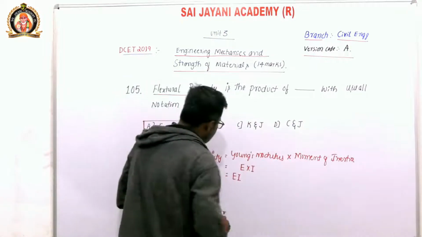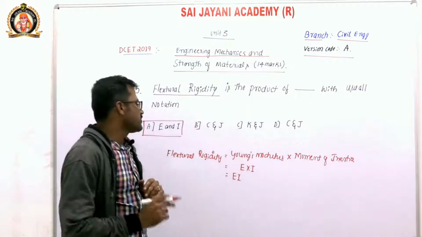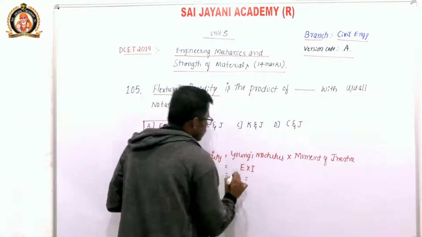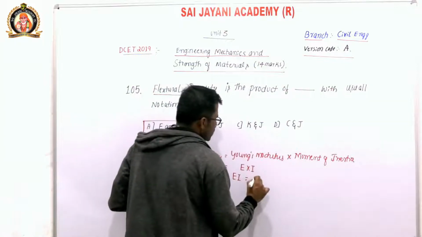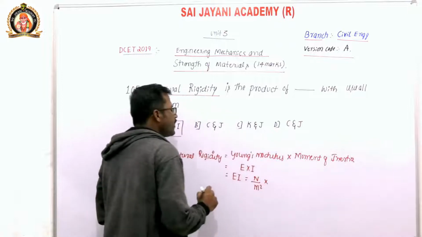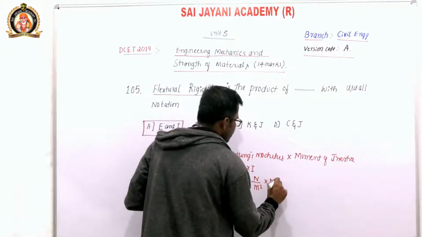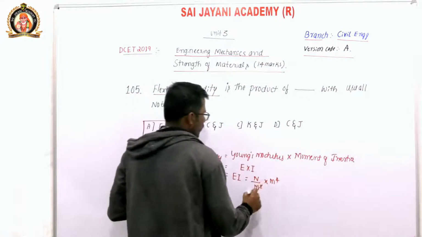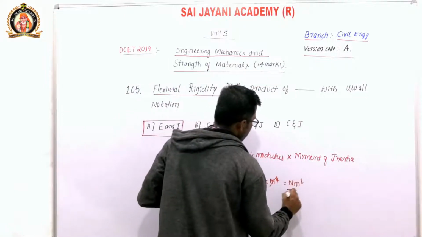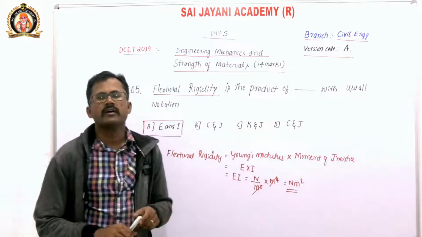Flexural rigidity measures the stiffness of a beam. We have the unit of Young's modulus as Newton per meter square and the unit of moment of inertia as meter to the power 4. So we will get Newton meter square as the unit of flexural rigidity.